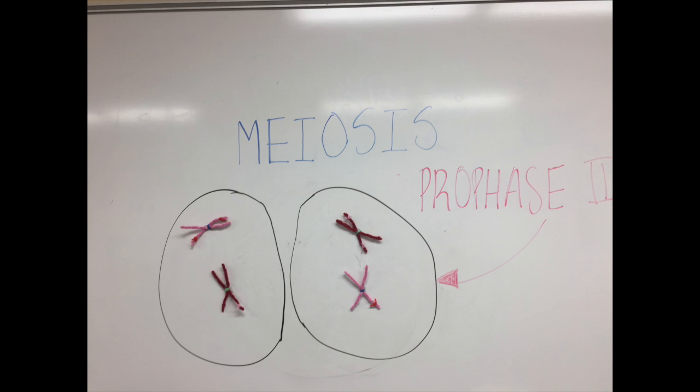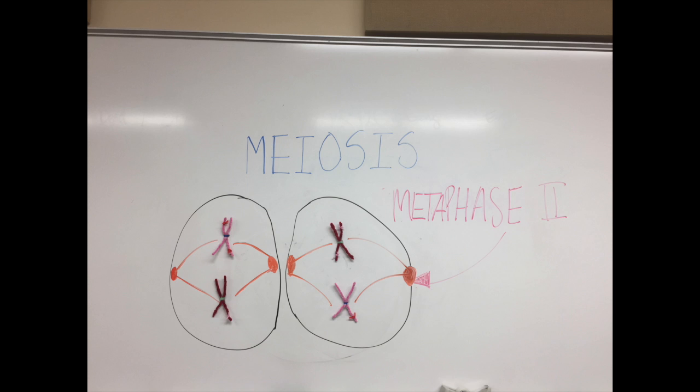In prophase 2, the chromosomes do not duplicate. All the DNA is already present. However, centrioles duplicate so that spindle fibers can eventually latch onto each chromosome. In metaphase 2, the chromatids line up in the middle of the cell and new spindle fibers form.